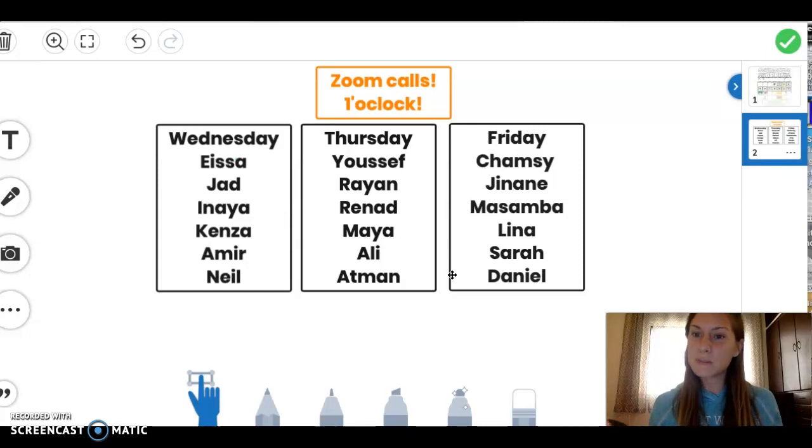So if you want to spend time with me and talk to me on your computer, then you can meet with me at 1 o'clock on Zoom and spend time together. Remember that you need to ask your parent if this is something that they want you to do, and they can help you get ready for your Zoom call.